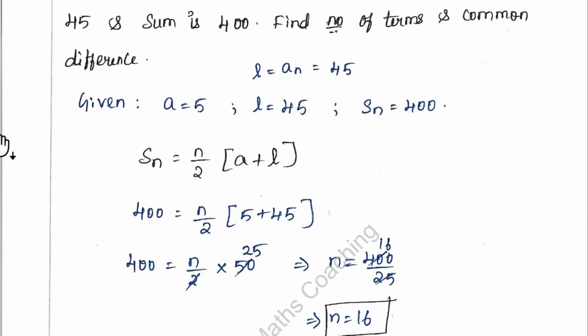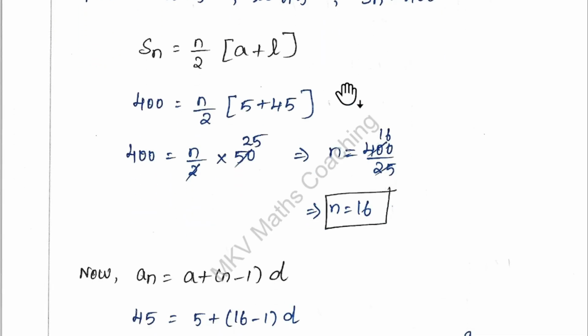Next, what you need to find? Common difference. Common difference, how will you find? I know the a value, n value, an value, right? So I can use the an formula, right?